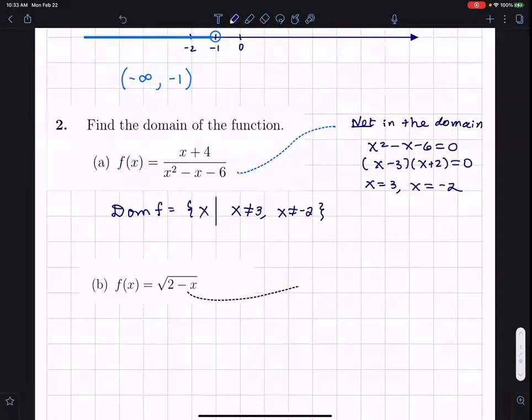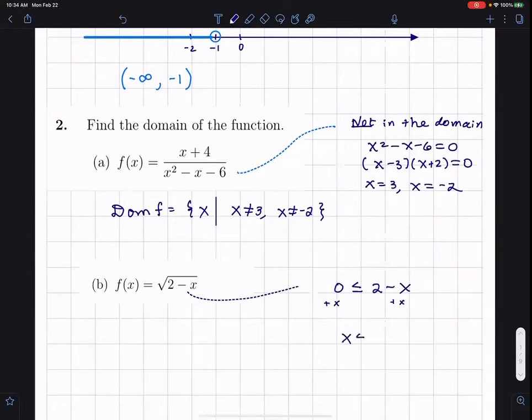For this next one, for the domain, I need 2 minus x to be greater than or equal to 0. Why? I'm going to write it a little differently: 0 less than or equal to 2 minus x. It's the same thing, but I wrote it differently. So what can I say about that? We're not going to take a square root of a negative number. So it's under the radical. When it's the square root, it has to be greater than or equal to 0. And I can just add x to both sides.